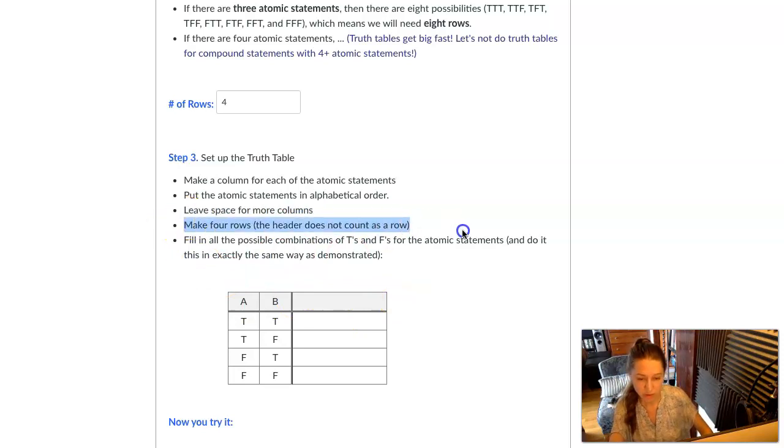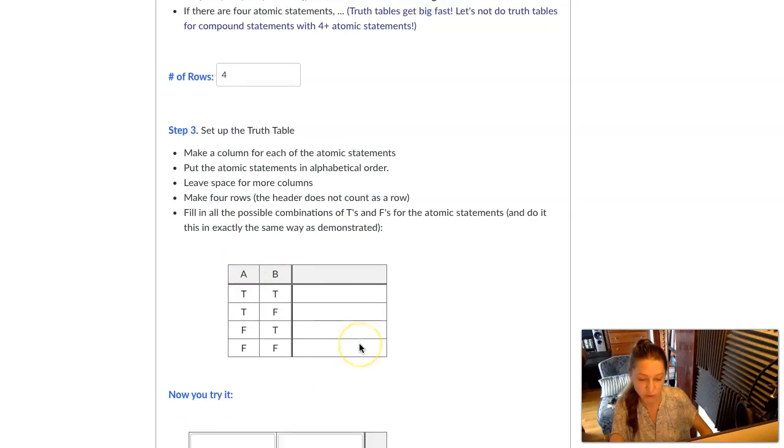Next, we make 4 rows. The header is not one of our rows. So we've got 4 rows, and then we fill in all the possible combos of T's and F's into the atomic statement columns. We don't need to know anything else. We'll fill these in right away, automatically, the same every time. If there are 2 atomic statements, we're just trying to get every combo of T's and F's they could have so we can figure out the possible truth values of the whole statement.